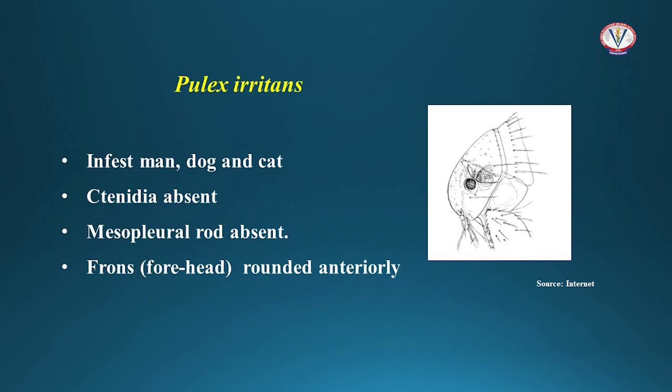Pulex irritans infests man, dog and cat. Ctenidia is absent. Mesopleural rods are present. The frons or the forehead is rounded anteriorly.